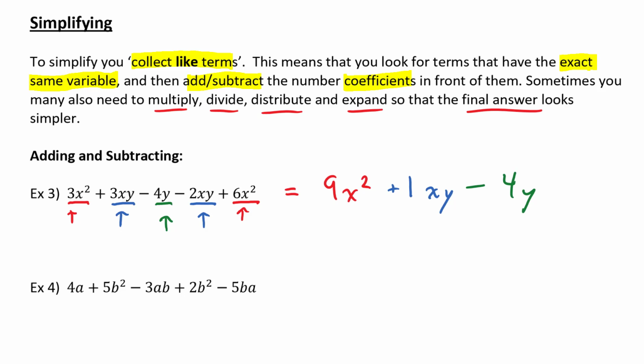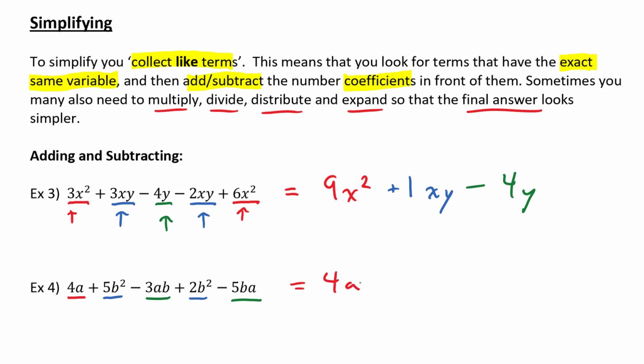Let's take it up. We have 4a. I see no other values with a. We have b squared. We have b squared. And we have ab and we have BA. Remember, when you're multiplying, it doesn't matter the order they come in. So A times B is the same as B times A. So those are technically like terms. Let's combine these together.